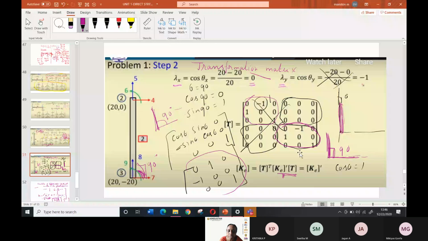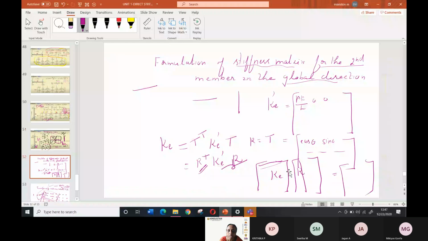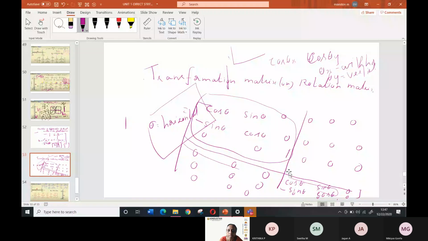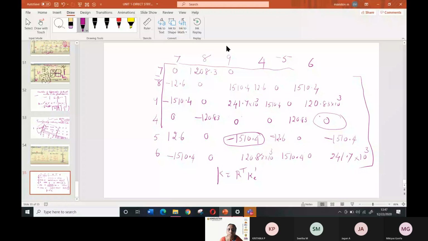Yesterday we completed this one. You can collect the notes from him, and this is the way we have calculated. This is the value we have calculated. This is k dash into r. So now this is the final product.